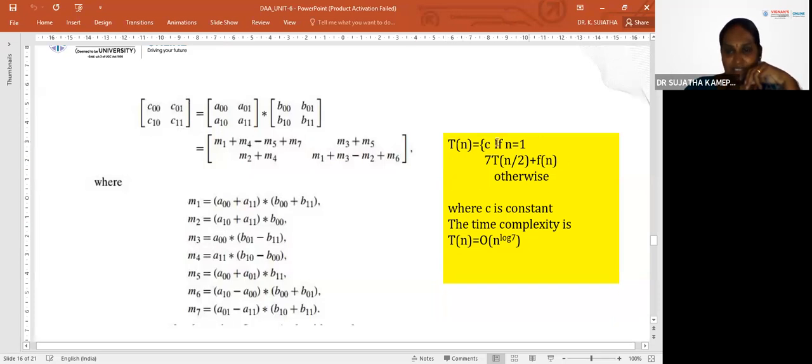Now, the time complexity recurrence relation for Strassen's matrix multiplication is represented like this. When we solve this recurrence relation, we will get the time complexity as big O of n power log 7. When I simplify this, I'll get its time complexity as big O of n power 2.8, which reduces the time complexity by n power 0.2. The time complexity for general matrix multiplication is big O of n cube, whereas the time complexity for Strassen's matrix multiplication is big O of n power 2.8, which reduces the time complexity.